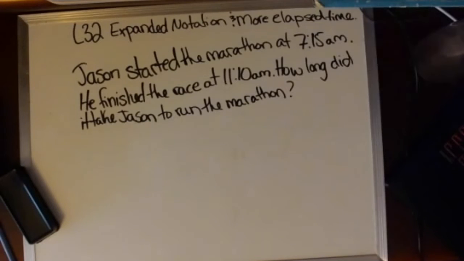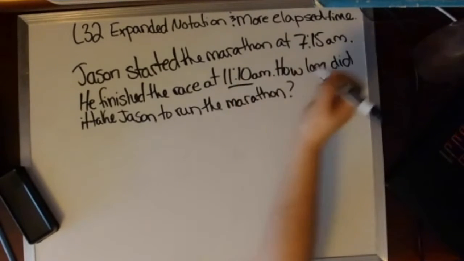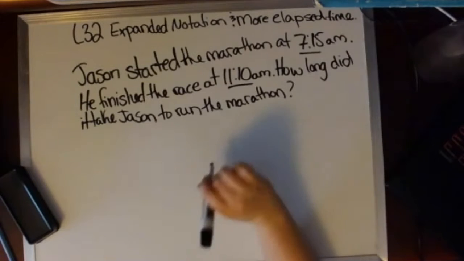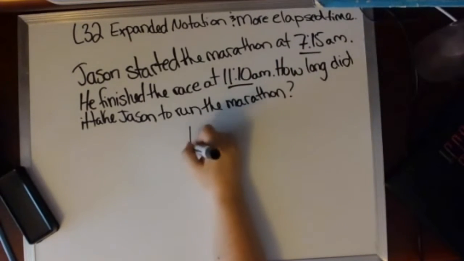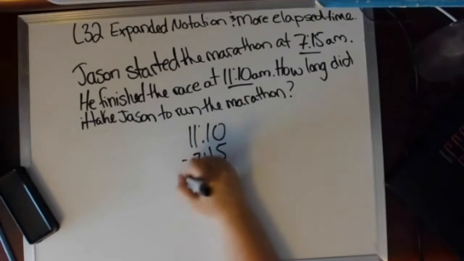So how we figure this out is this problem is a subtraction one. We're looking for the difference between the two times. So we start with, just as in a subtraction, the bigger number, which in this case is the later time, not the earlier time, because 11:10 is bigger than 7:15. So we're going to put 11:10 up top and 7:15 down at the bottom, and we're going to subtract.